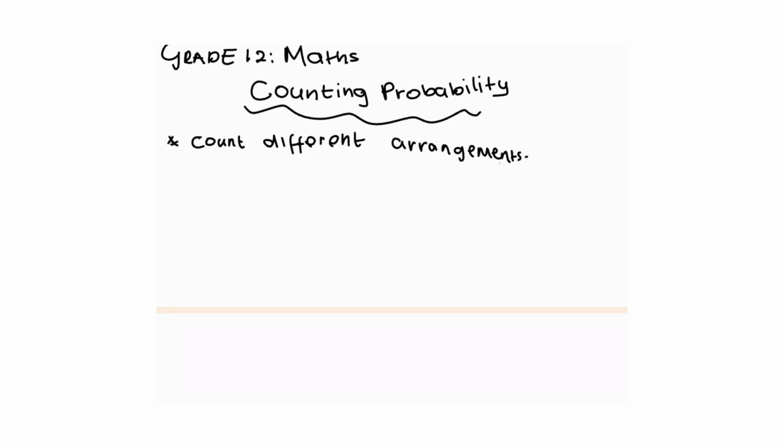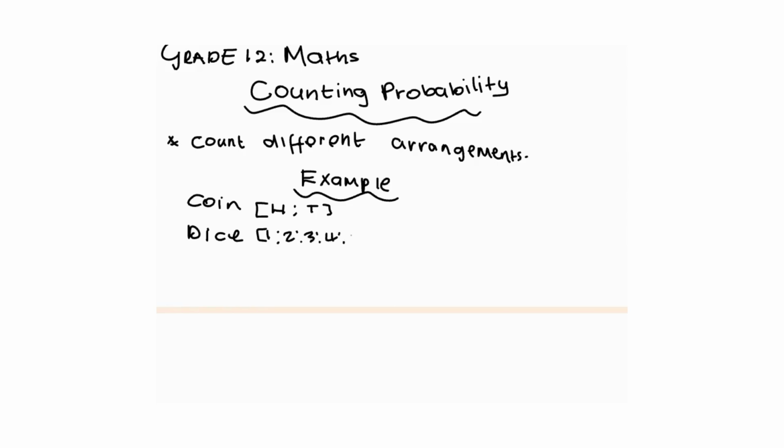Okay, so I'm going to jump onto our first example. Say you have a coin, you also have a dice, and we know the only two outcomes that you can get out of a coin are either a head or a tail. And this is a six-sided dice, so the outcomes that you can get are 1, 2, 3, 4, 5, 6. You can get any of those. So you have 2 outcomes for the coin and 6 outcomes for the dice.